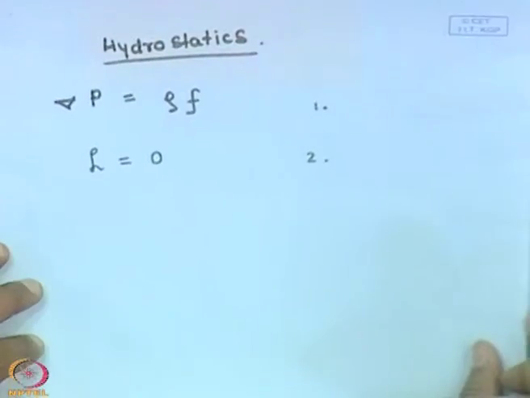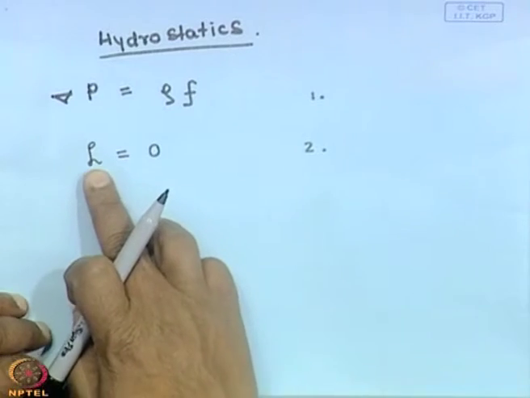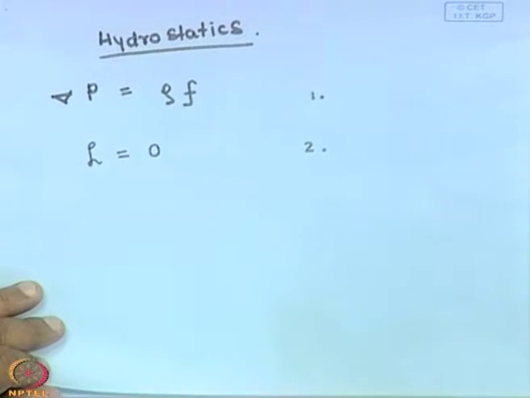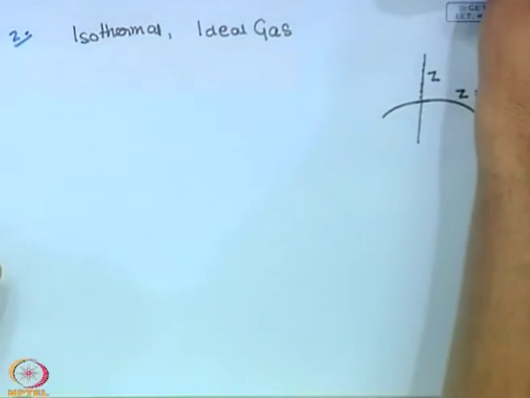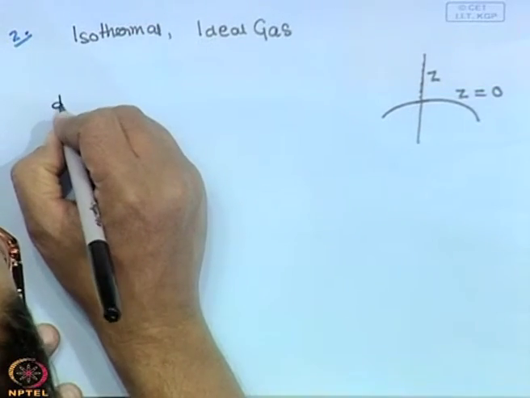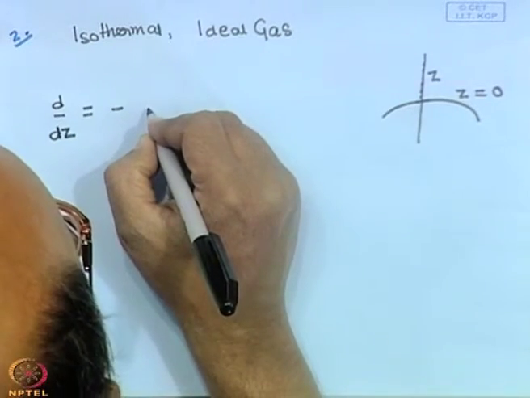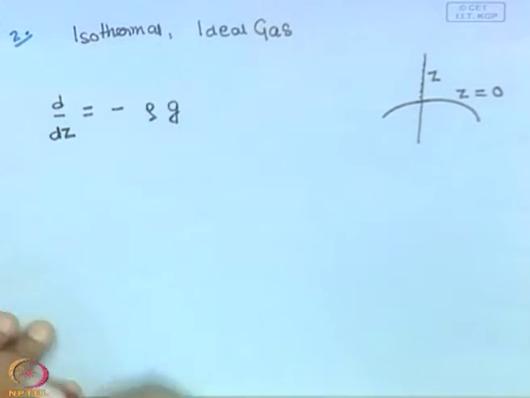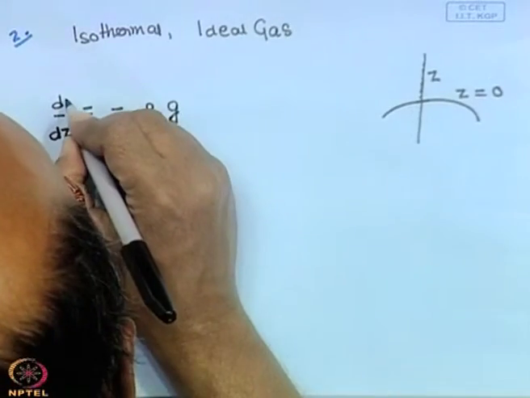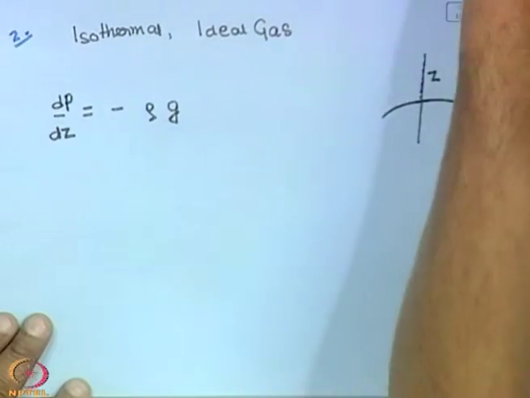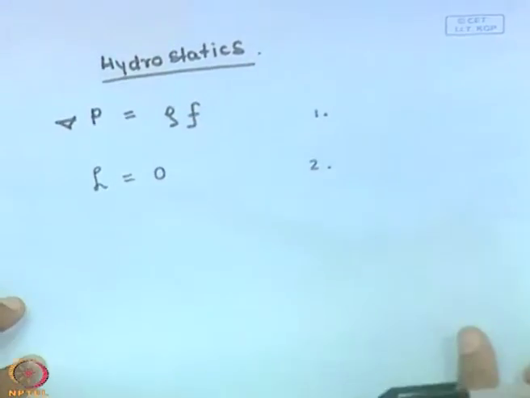But let us make some simplifying assumptions like this and go ahead and see what happens if you assume that the whole atmosphere is in hydrostatic equilibrium. So again, since the temperature is the same everywhere, there will be no heat loss from individual fluid elements. So the heat loss is 0, and we have dP/dz is equal to minus rho into g, right. That is the first equation.